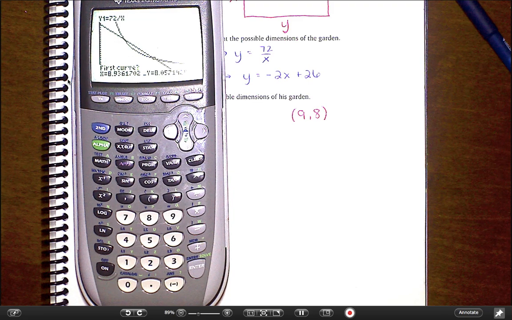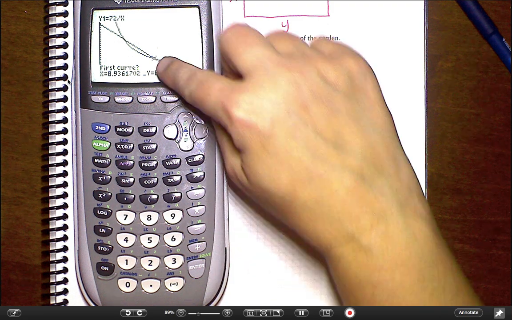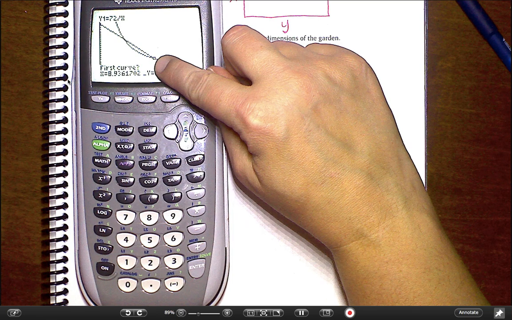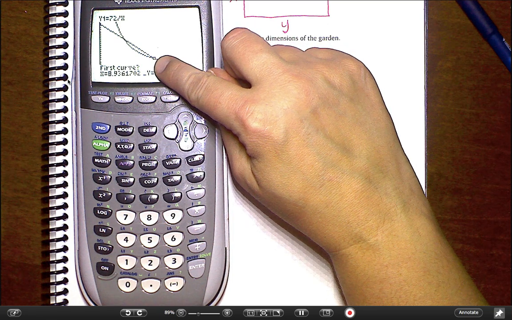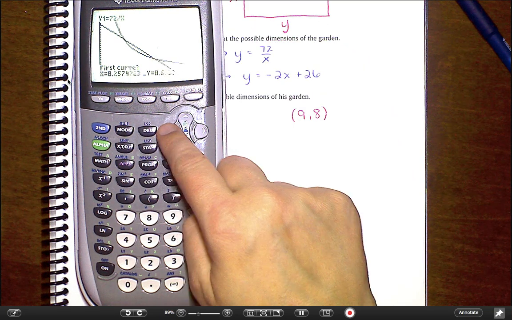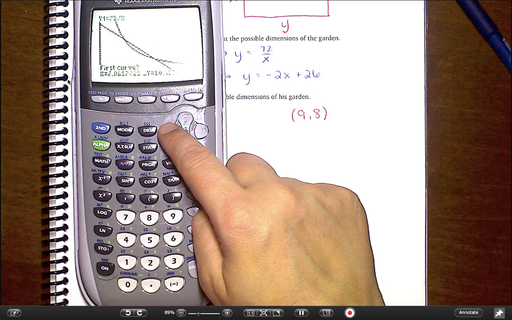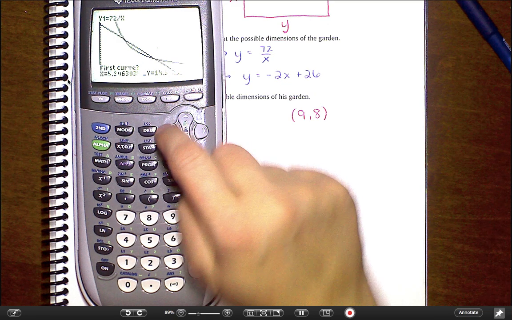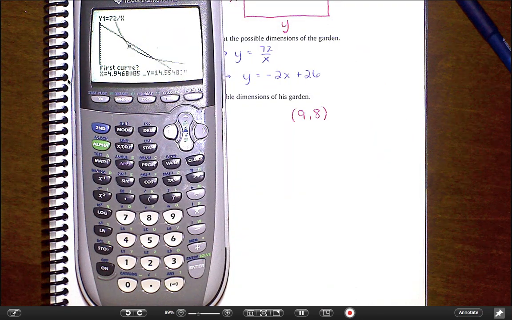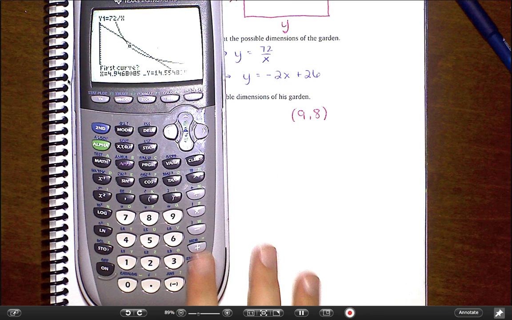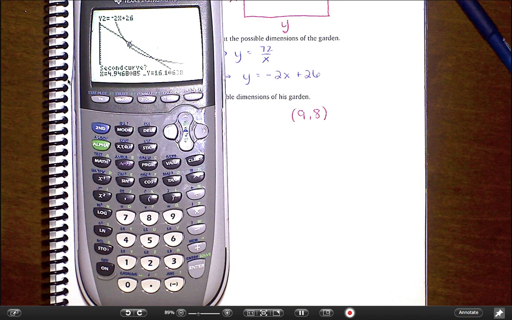This time it says first curve, and it is blinking on the first curve, but it's where we left it, right? It's down by this intersection point. I'm just going to move it a little bit to the left here, so that it's closer to this point, because your calculator is always going to look for the intersection point that's closest to where the cursor is. So if I want it to find the other one, I just need to move it over. And then I'm going to hit enter and say, yes, that's the first curve.